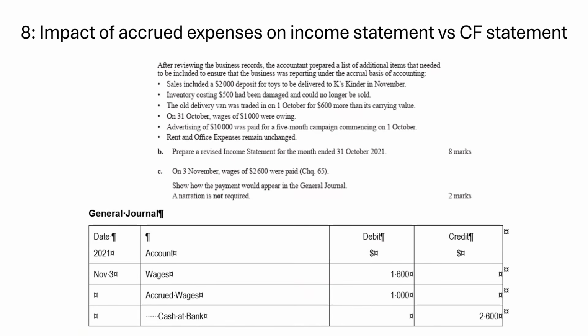Be mindful of the impact of accruals on the 3 reports. In this question, at the end of October, we've got $1,000 owing, that's accrued. Then we're told a few days later, we're making a payment. It doesn't explicitly say it, but always presume, unless told otherwise, that a payment will include any accruals that relate to that expense item. Same for interest.